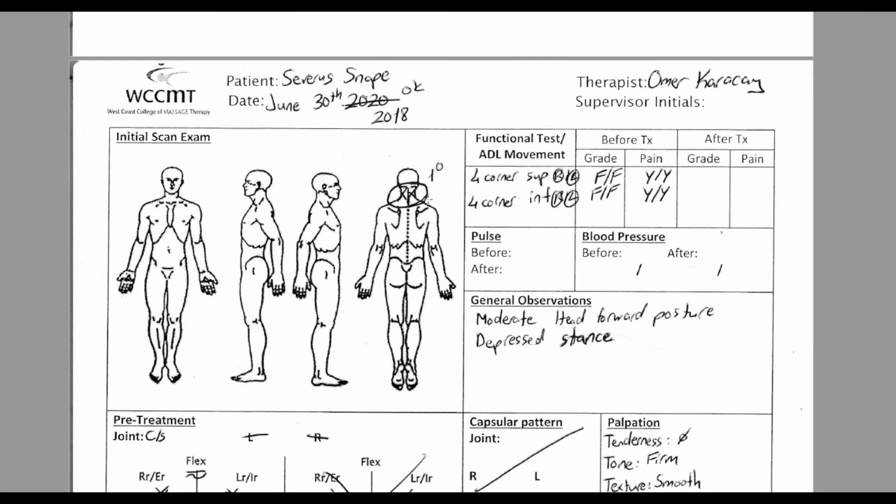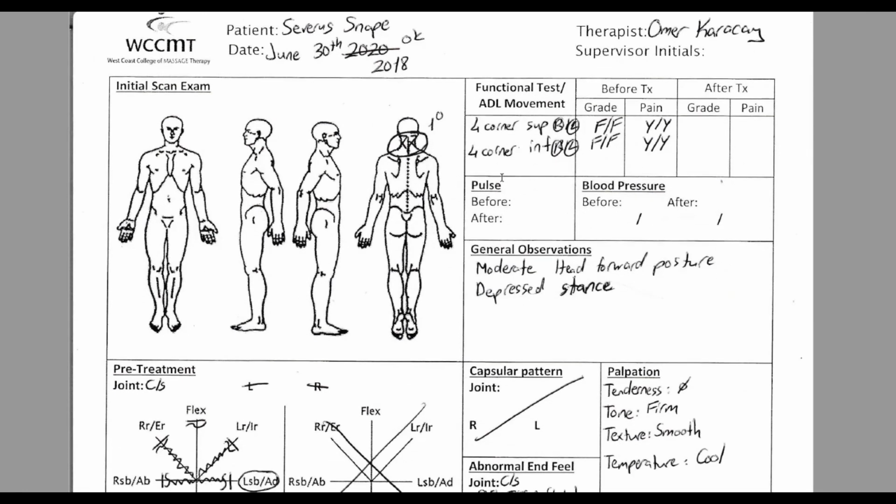Now it's the neck issue, okay? So C-spine. Now we have the four corner superior and four corner inferior test, right and left, functional, functional, functional. So he's a very functional fella. Everything is fine. He can do it.